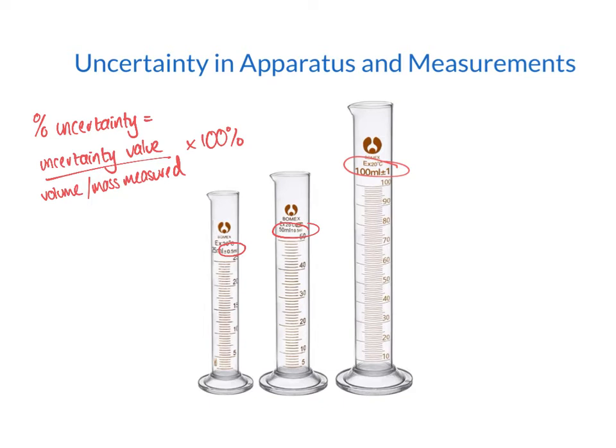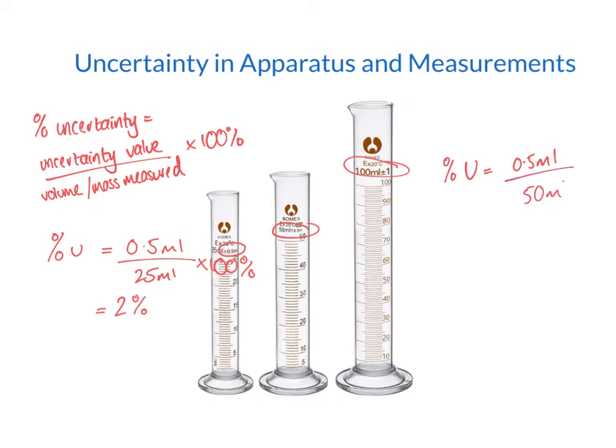So if we had a look at this 25 mL measuring cylinder, the percentage uncertainty, if I just write percentage U for now, would be 0.5 milliliters over 25 milliliters times by 100%. Sorry to write over the actual measuring cylinder. That works out as 2%. But if we were to do it for the 50 milliliter measuring cylinder, the percentage uncertainty would be equal to 0.5 mL, because that's the uncertainty value that we can read on the measuring cylinder, divided by 50 milliliters times by 100%. And that comes out at 1%.